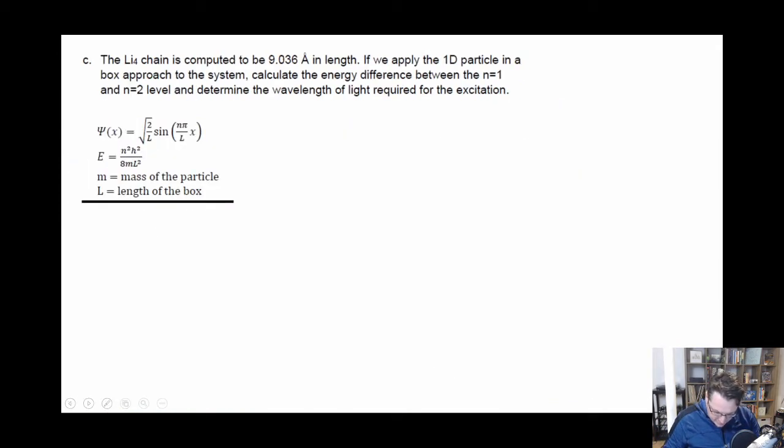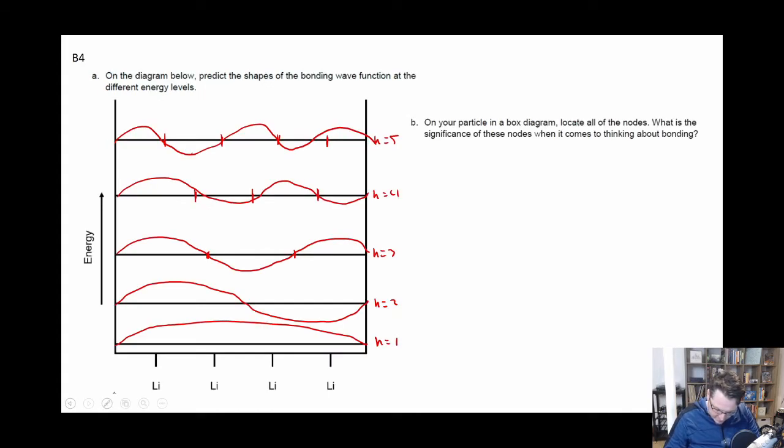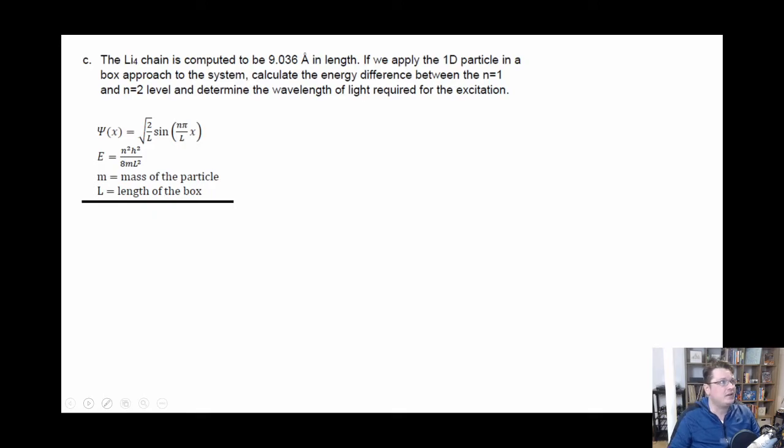All right, and then part C, right? I think that's the only part I skipped over. So part C is just simply calculating the energy. In this case, it's very similar to what we've done in the past. We have our energy equation here. And the question is asking, what's the wavelength of light required to move from the n equals 1 energy level to the n equals 2?